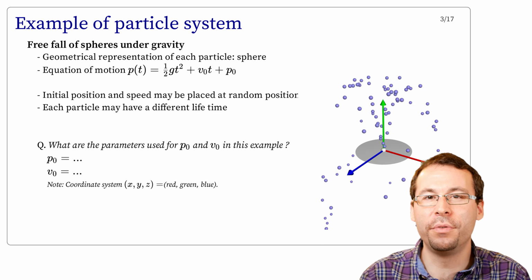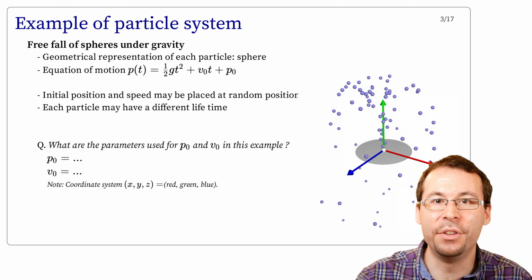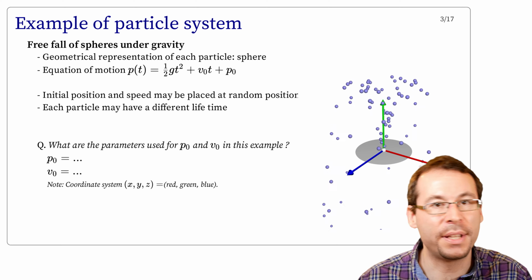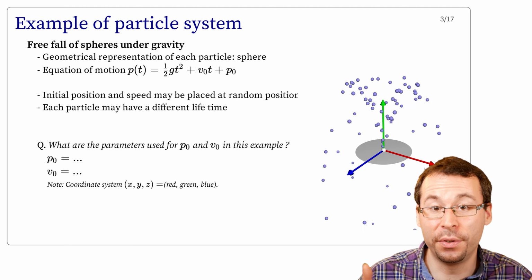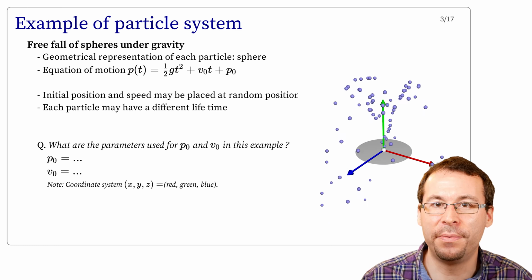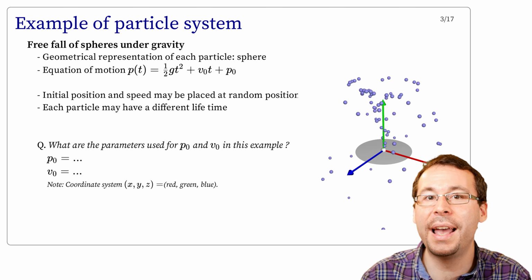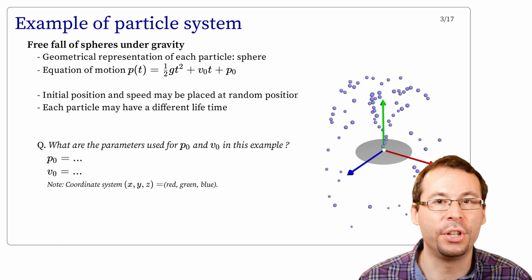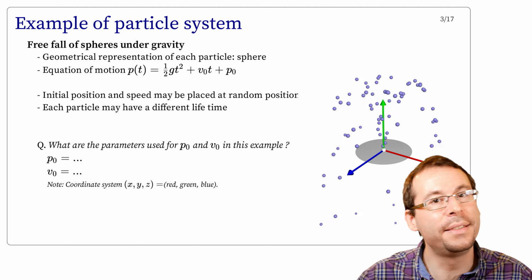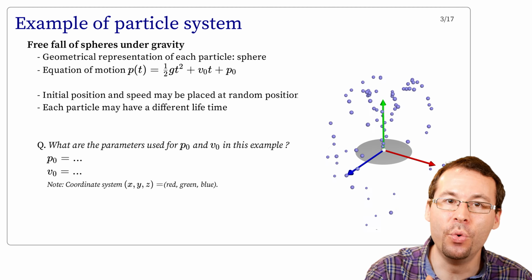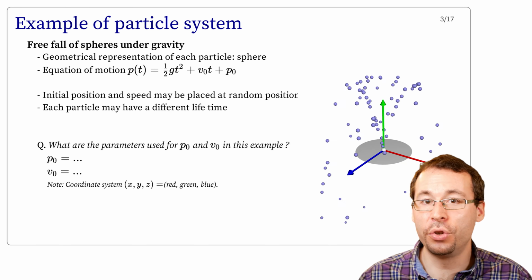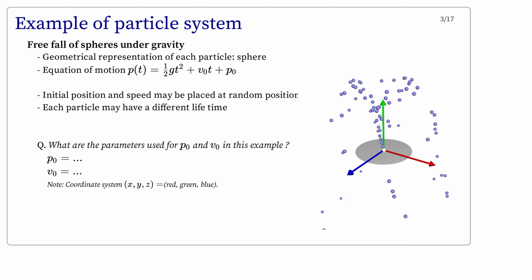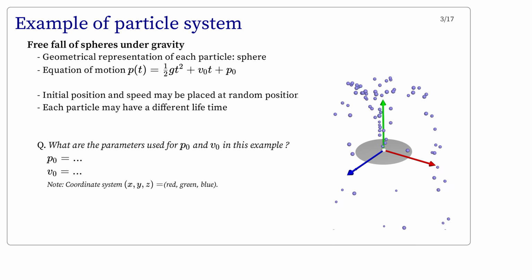To mimic such motion with an appearance of variability, we can use parameters with random values for the initial position and velocity, limited lifetimes, and so on. And here is now a question for you. Can you guess the parameter values that we use for p0 and v0 in this example? Note that the coordinate system is such that X, Y, and Z are given by the respective red, green, and blue axes. If you want, you can stop the video and think about it before continuing, and we will discuss this question during the interactive session of the lecture.